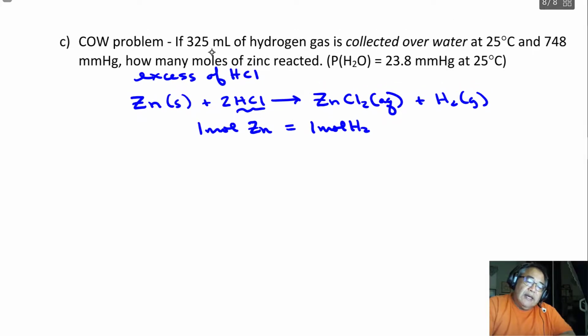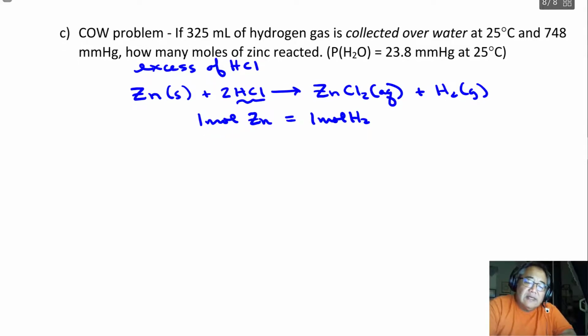And we know that we collected 325 milliliters of hydrogen gas at 25 degrees and 748 millimeters of mercury. When you see those three things together, you should automatically think it's an ideal gas law problem. But then it has this number, right? And so you also have to think it's a partial pressure problem. So I'm going to write P, V, N, and T.